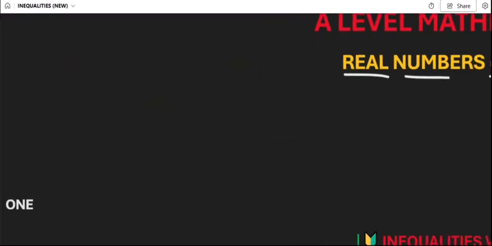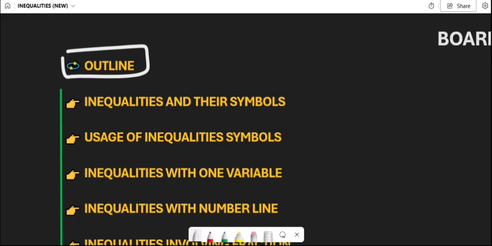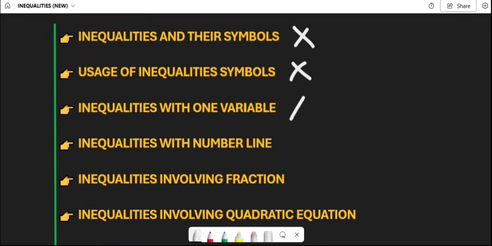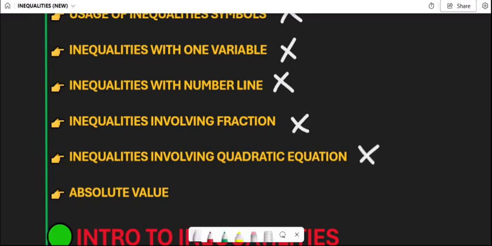Going to the course outline. In our course outline, we are going to be learning about inequalities and their symbols. We are going to be learning about the usage of inequality symbols, likewise inequalities with one variable, inequalities with number line, inequalities involving fraction, inequalities involving quadratic equation, and absolute value.